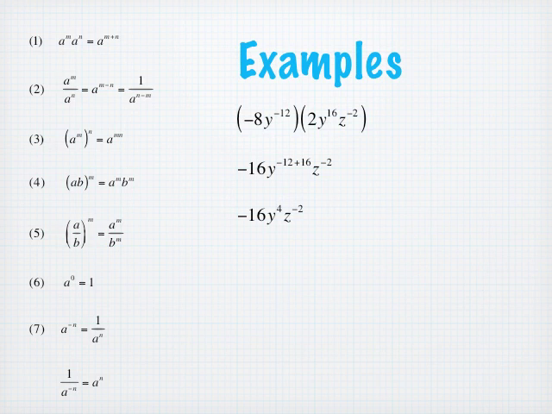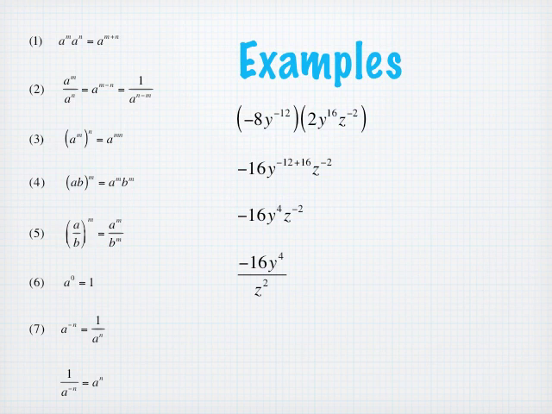Now I cannot leave my answer like this. What is wrong with this one right here? I'll give you a hint. The negative 16 is just fine. It's the z to the negative 2. What does that negative 2 have power over? It only has power over the z, so the z is the only thing that moves.